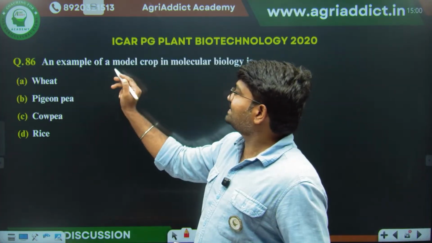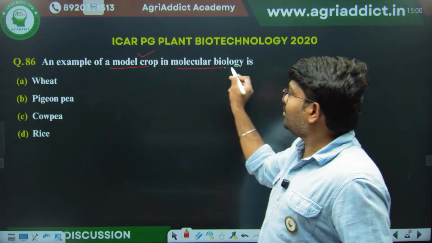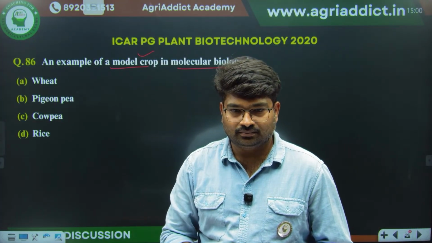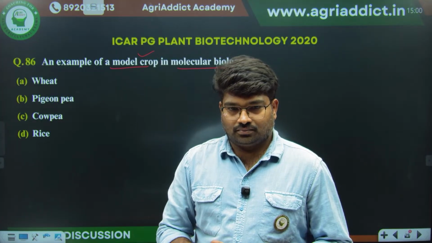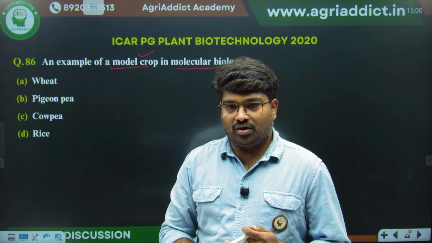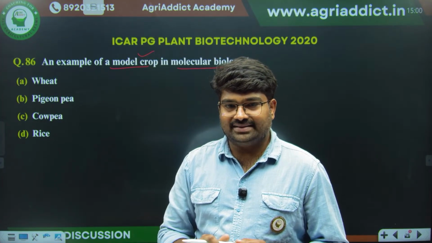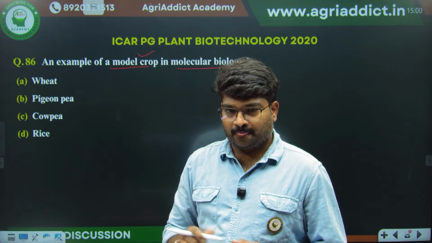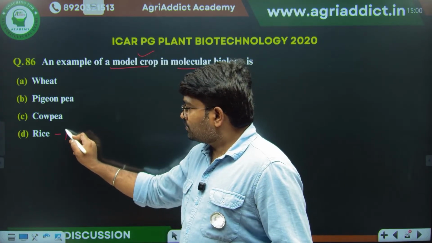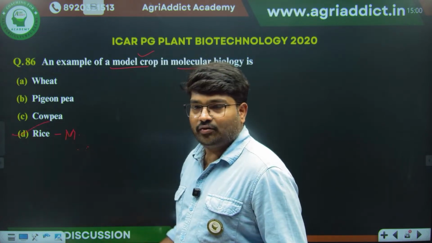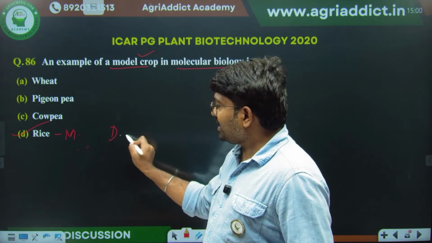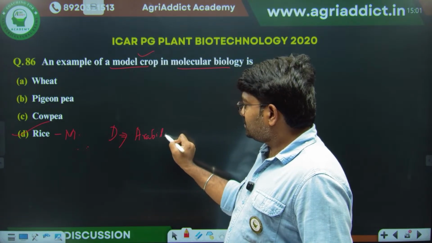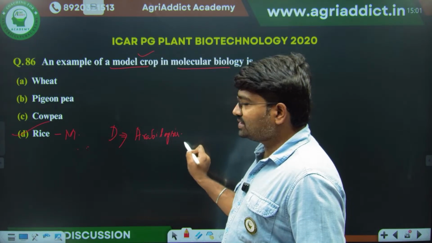An example of a model crop in molecular biology. What is the example for a model crop? Rice, cowpea, PGNP, wheat. What will be the answer? For monocots, primarily they will use rice. For dicots, primarily they will use Arabidopsis. Okay, clear. This is also another important point.